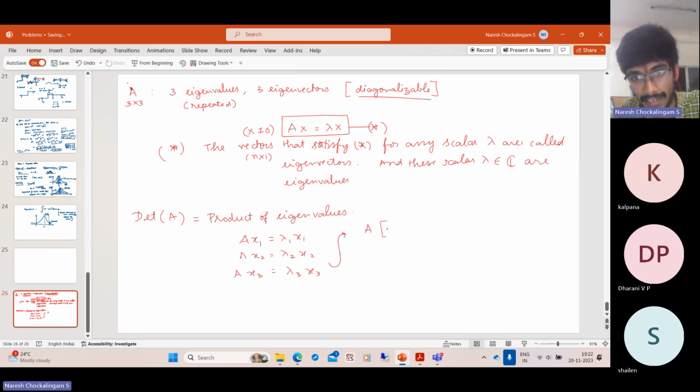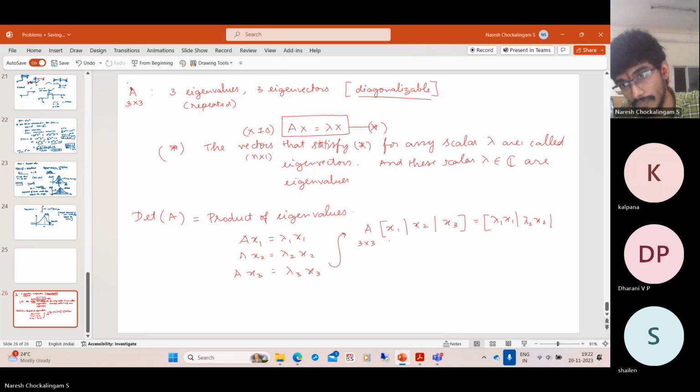If you arrange the vectors like this, A is 3 cross 3, and each x is 3 cross 1. This is equal to what? This will be lambda 1 x1, lambda 2 x2, lambda 3 x3, each 3 cross 1, so totally 3 cross 3. Each of the columns is one vector with 3 elements.